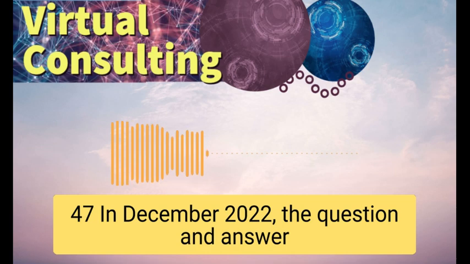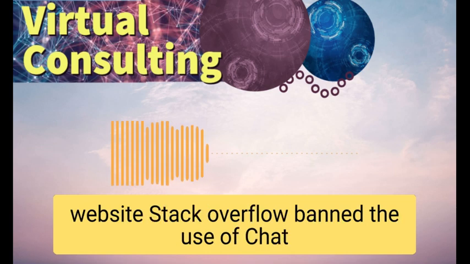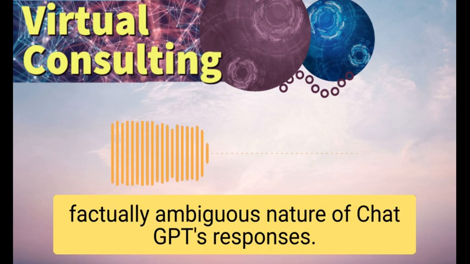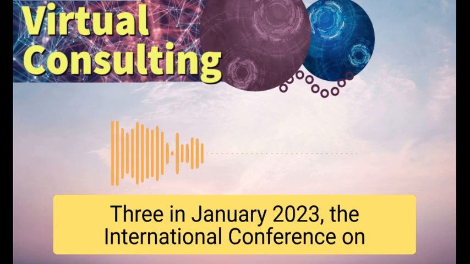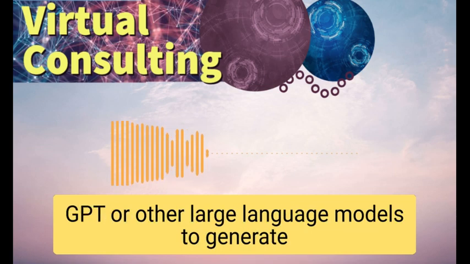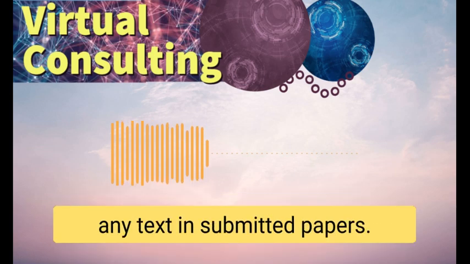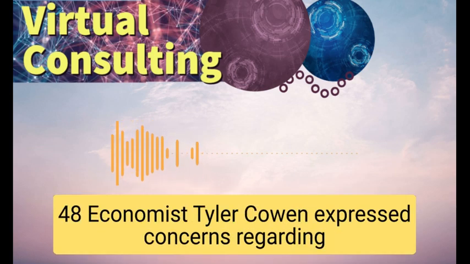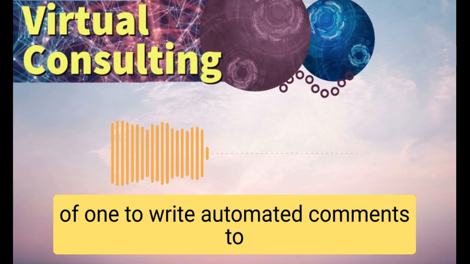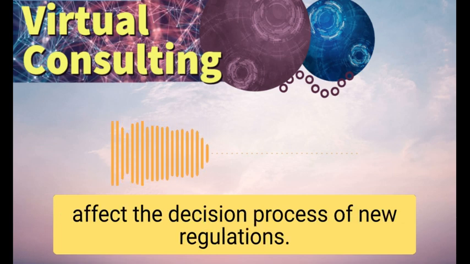47. In December 2022, the question and answer website Stack Overflow banned the use of ChatGPT for generating answers to questions, citing the factually ambiguous nature of ChatGPT's responses. In January 2023, the International Conference on Machine Learning banned any undocumented use of ChatGPT or other large language models to generate any text in submitted papers. 48. Economist Tyler Cowen expressed concerns regarding its effects on democracy, citing the ability of one to write automated comments to affect the decision process of new regulations.